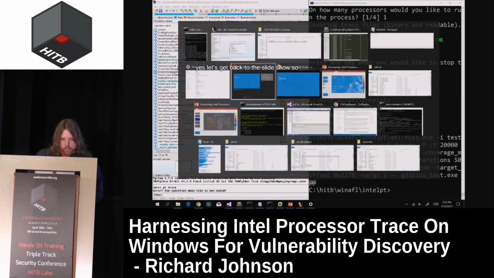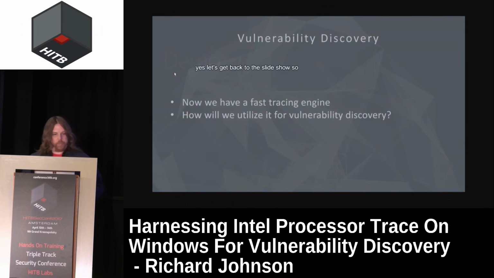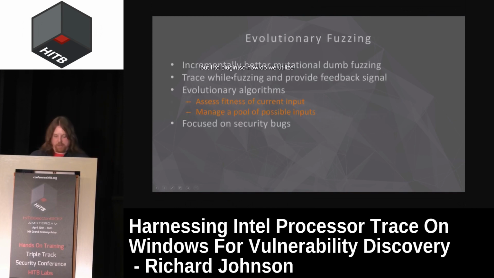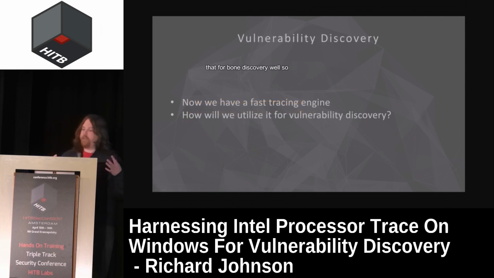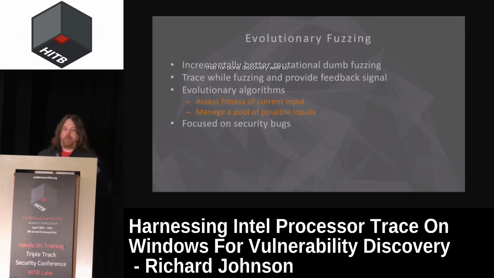So yes, let's get back to the slideshow. Okay, so we have a fast tracing engine, 15% overhead. We're recording all the branches. You'll just have to trust me that we're decoding them properly for the IDA plugin. So how do we utilize that for vuln discovery? Well, evolutionary fuzzing is more or less the hot sauce going on today. It's incrementally better mutational dumb fuzzing via using a feedback signal, which of course in this case is code coverage, so that we can determine did the newly generated input reach new parts of the code, right?